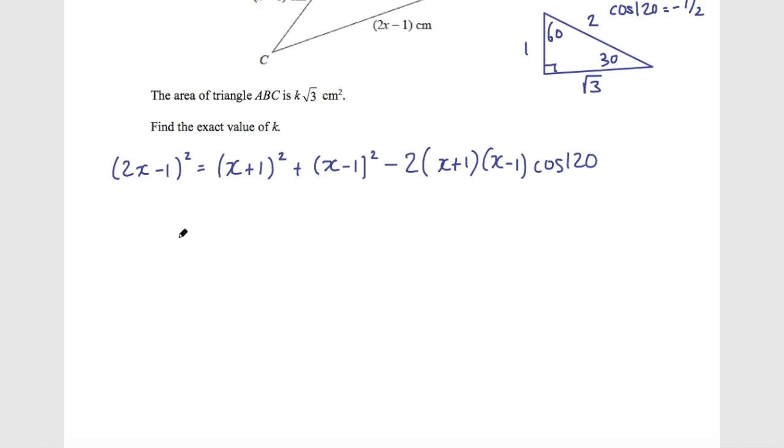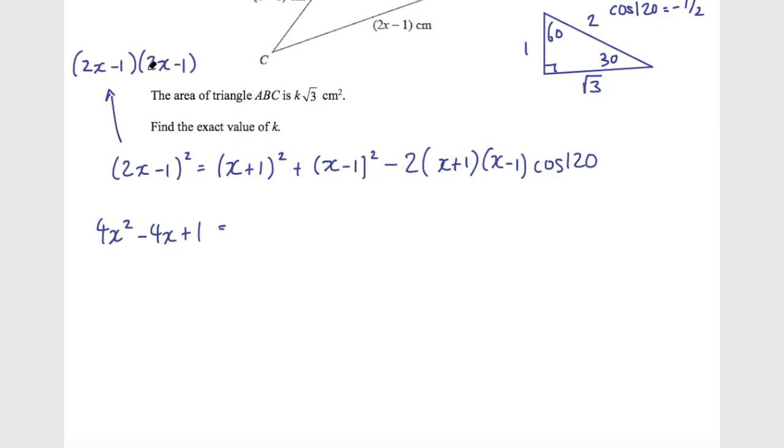And you can see there's going to be a lot of simplifying. So let's start on the left hand side, (2x minus 1) squared. If we expand those brackets out, we'll get 4x squared minus 4x plus 1. So you can't just square everything inside the brackets. This is actually essentially (2x minus 1) times (2x minus 1).